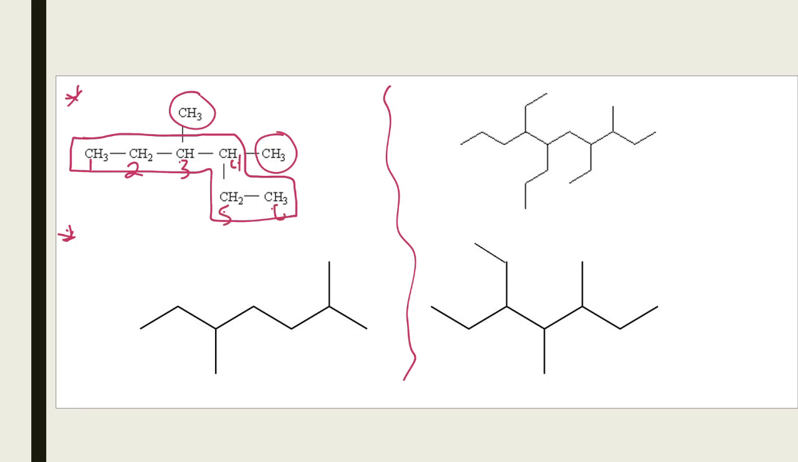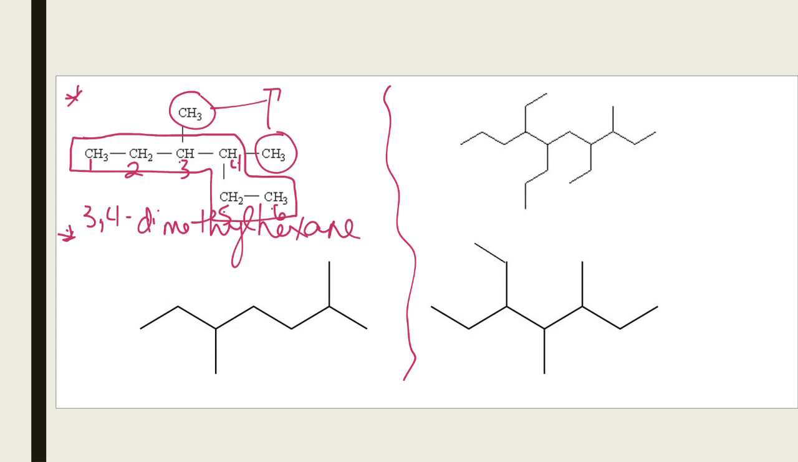So 3, 4, 5, and 6. So you have methyl groups, right? These branches right here are methyls, and they are sitting on carbons 3 and 4. So we're going to write 3,4, and there's 2 of them, dimethyl, and my longest chain is now a hexane.